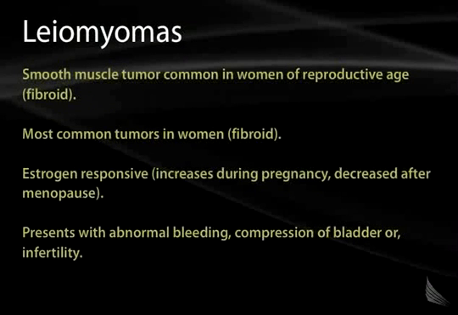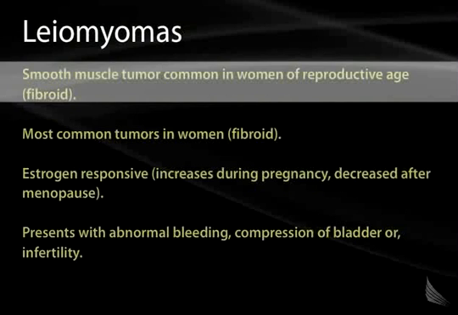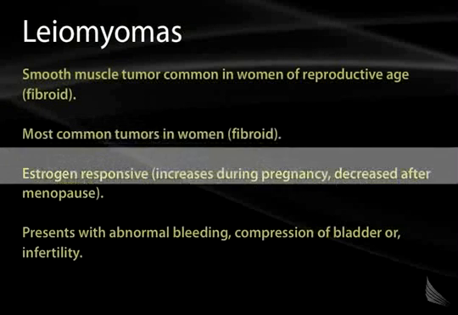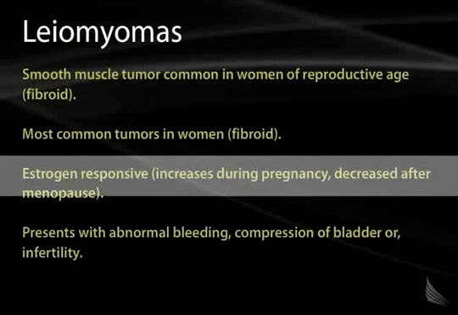Leiomyomas we have mentioned earlier in our section on tumors of the soft tissues. They are a smooth muscle tumor common in women of reproductive age. For those of you on the wards, you may have heard these also referred to as fibroids. They are the most common tumor in women, and they are thought to be estrogen responsive as they increase during pregnancy but decrease after menopause.